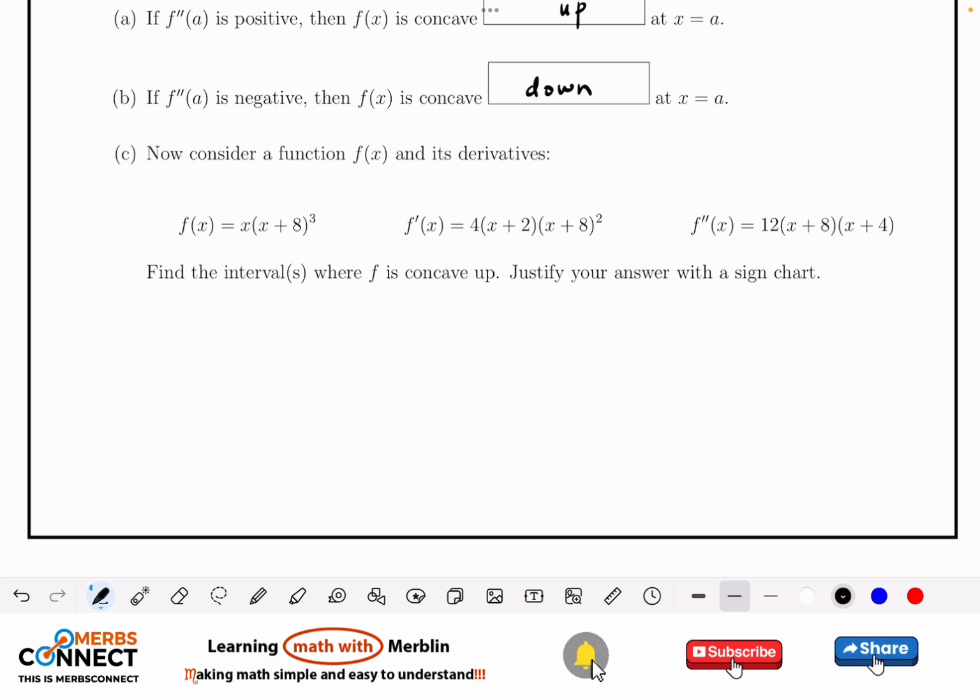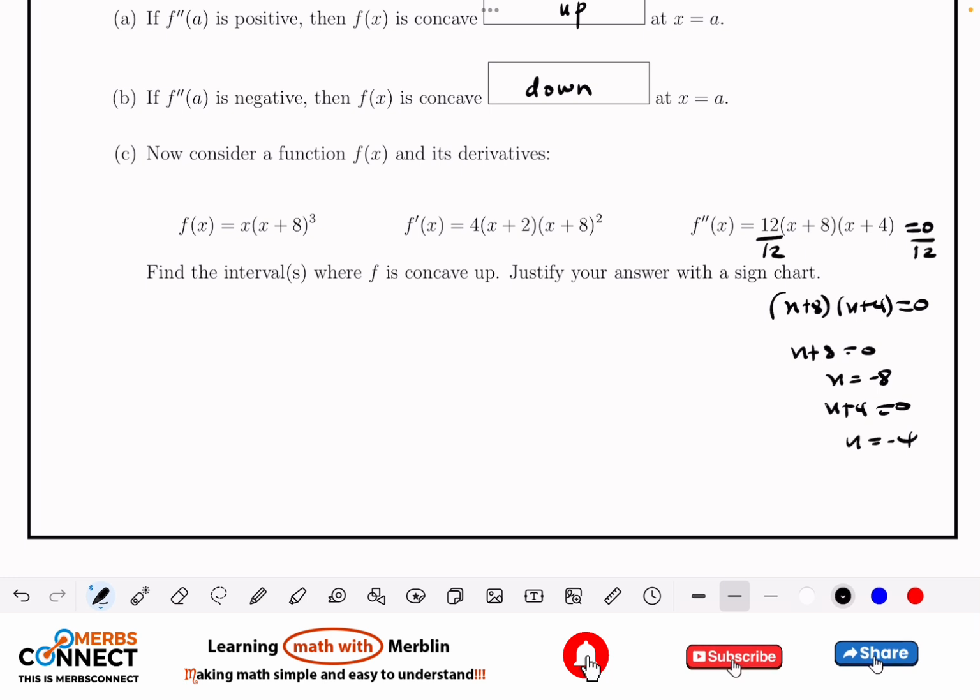So if we set this one to 0, then we can divide 2 by 12. Divide 2 by 12. So we are going to have (x + 8)(x + 4) equal to 0. x + 8 = 0, so x should be equal to -8. x + 4 = 0, so x should be equal to -4. So that's what you're going to get. So these are the points of inflection.